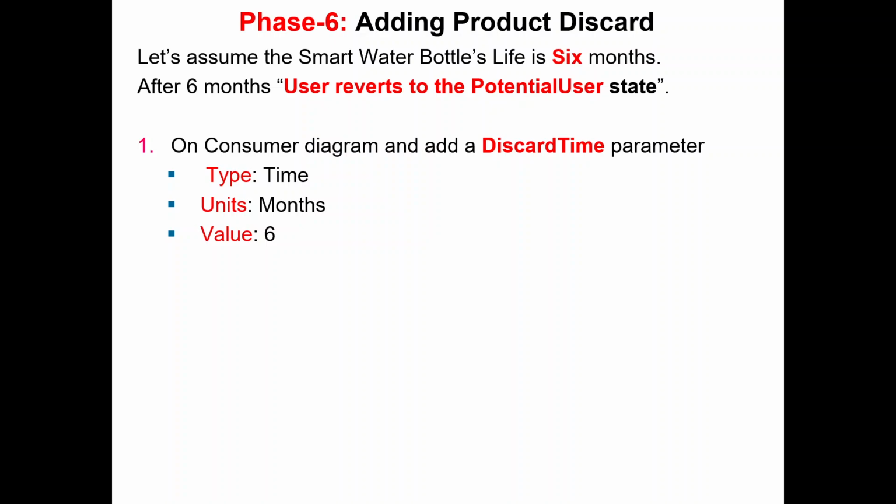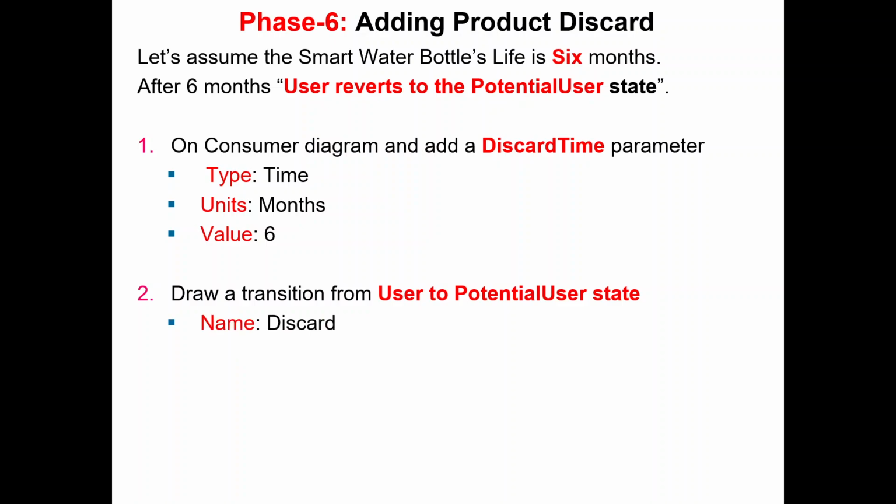We will call it discard time, and this parameter is of the type time. It has units of months, and it has a fixed value of 6 months. And then we will draw a transition from the user to the potential user, and this transition will be a timeout type of transition. We will call it discard, and the timeout will be the discard time that we have just defined earlier. So this is how we can add the product discard. So let's switch to AnyLogic and see how it's actually done.